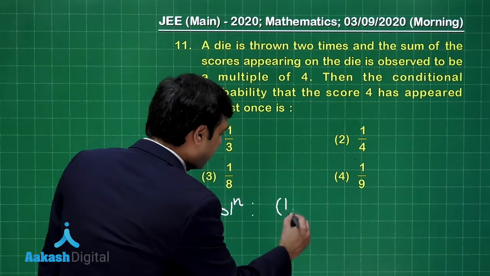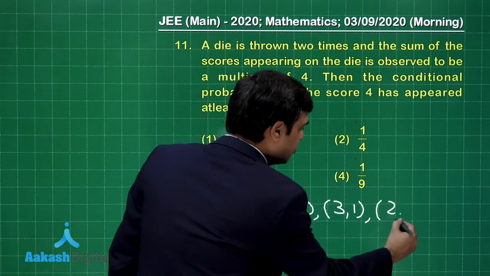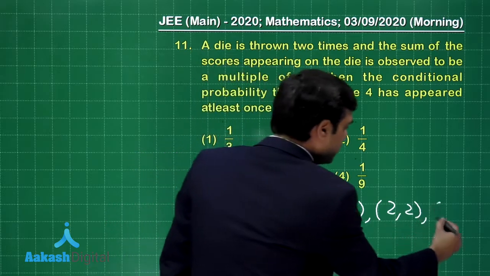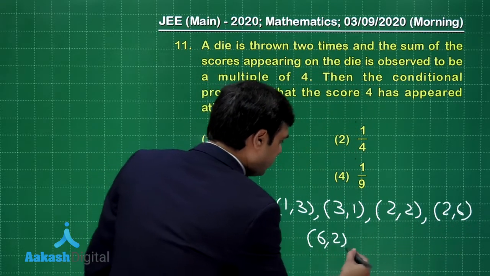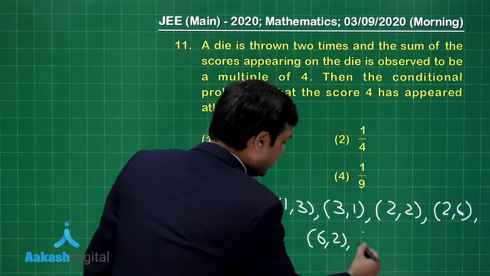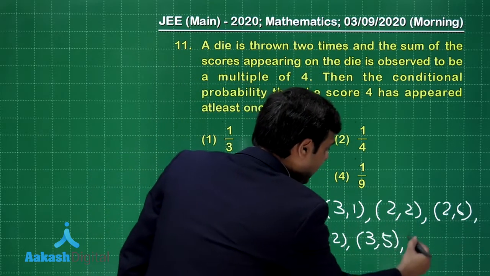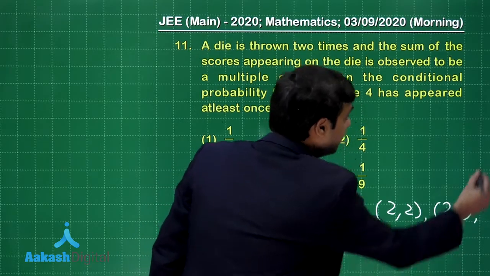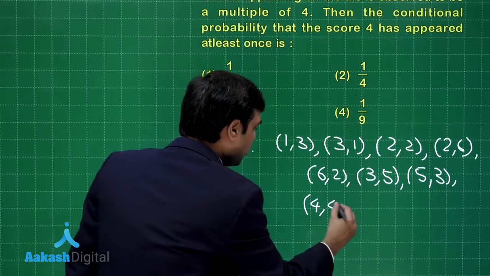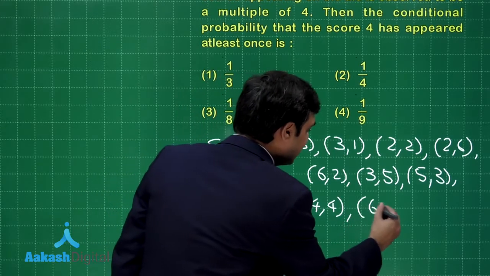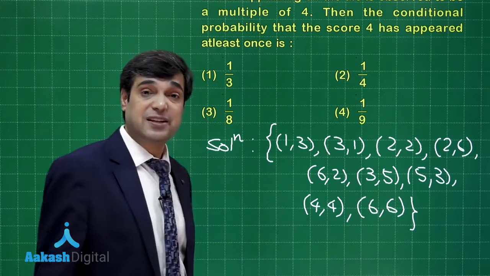We can see (1, 3), (3, 1), (2, 2), (2, 6), (6, 2). Obviously the reverse can also be taken. When you have 3, it would be (3, 5) and (5, 3). Moving forward, you can take (4, 4) and (6, 6). So in total we find 9 such cases.